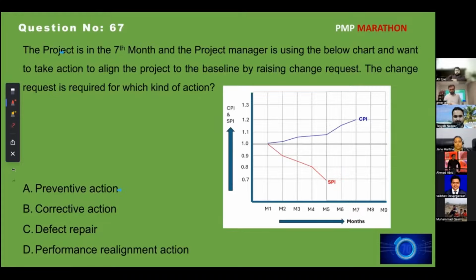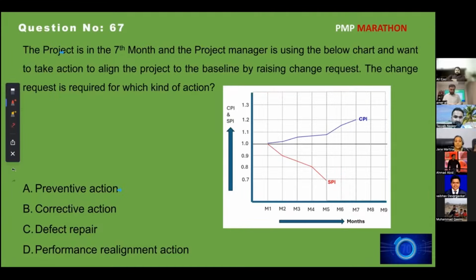Okay, Martina, explain this question if you can. Okay. So whenever we raise a change request to the baseline, there will be a change to the cost, scope, and schedule. So to correct the cost, scope, and schedule, we will be raising the change request. So the answer is corrective action.